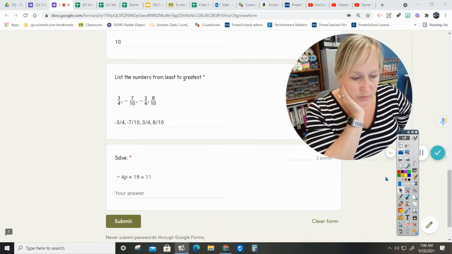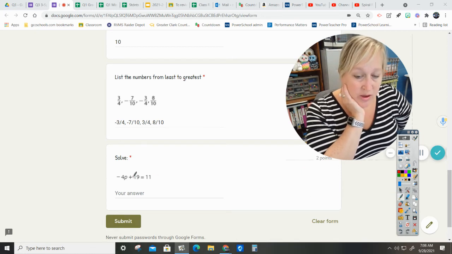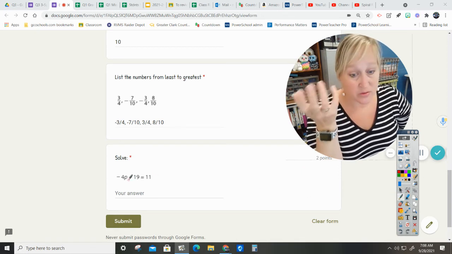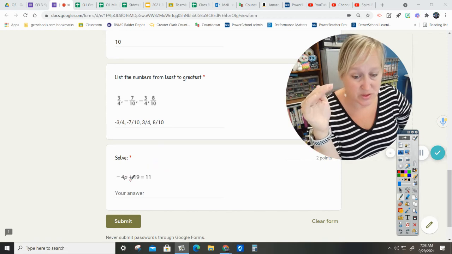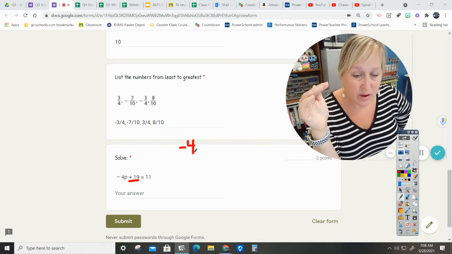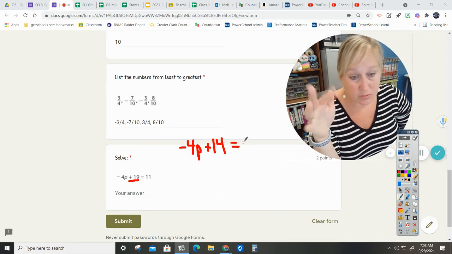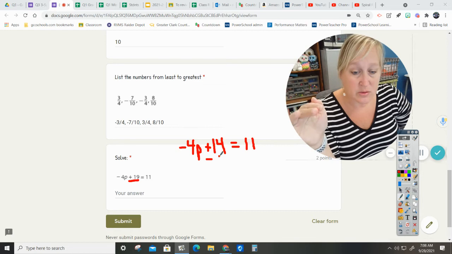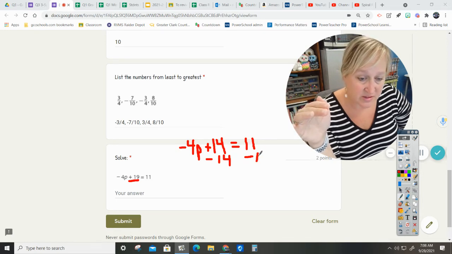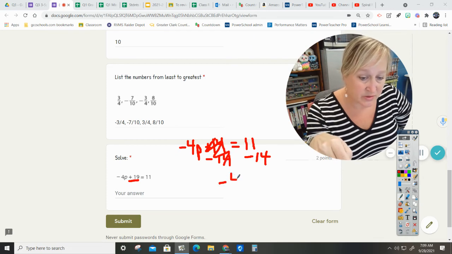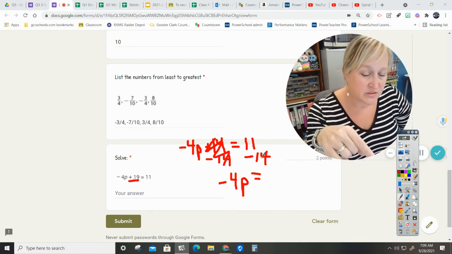And the last one is where we are solving a two-step equation. We have talked a great deal. Well, we've solved one-step equations. We're remembering how to do two-step equations. This one is the most loosely connected. So I'm going to move that one away first by using the inverse operation of addition, which is subtraction. So I'm going to subtract 14 from both sides. What that does is it gets rid of the 14, and I'm left with negative 4p over here. But now I need to do 11 minus 14.